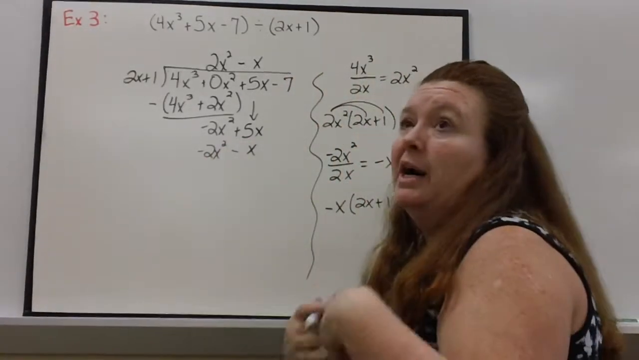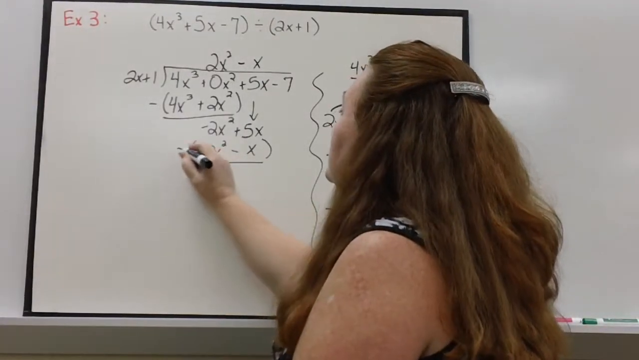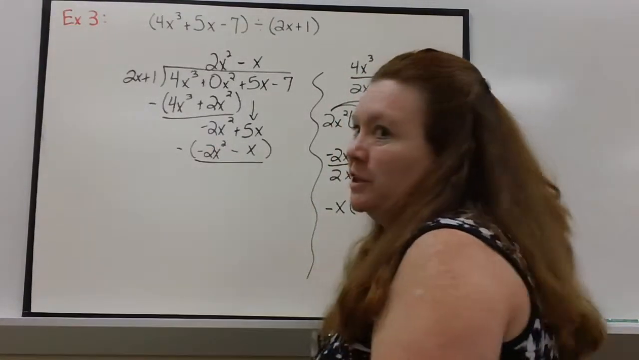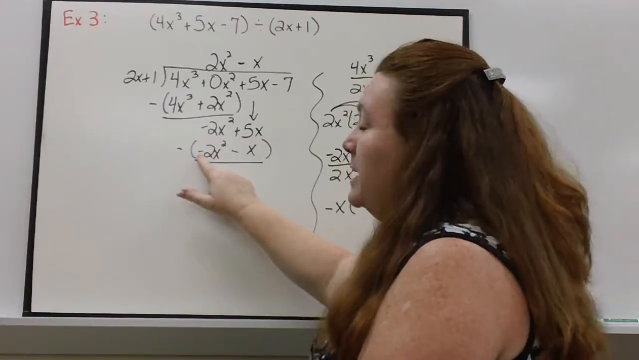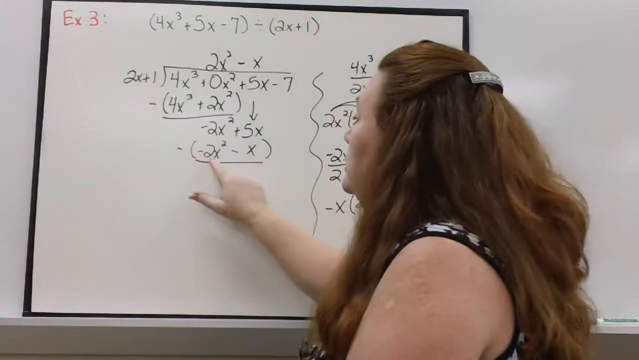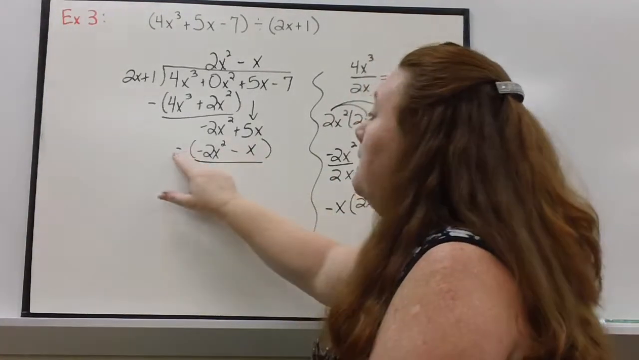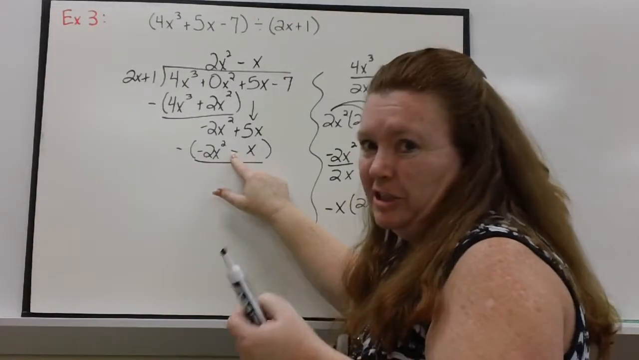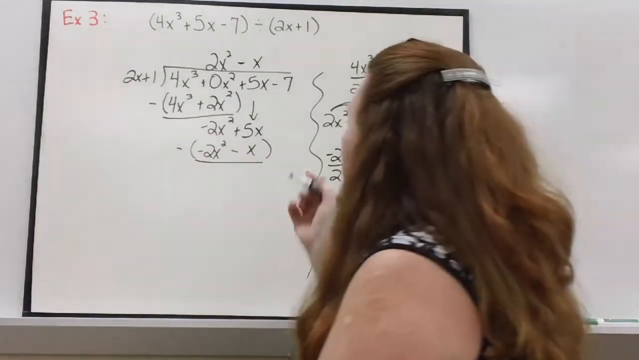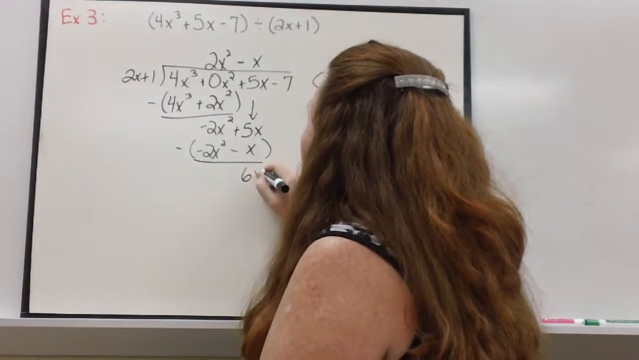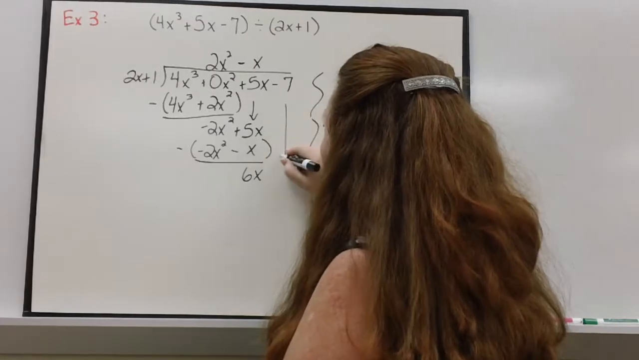Now what do I do? I subtract. So I'm going to subtract these two. Watch your negatives. Negative 2 minus a negative, which is plus 2, does give me 0. 5 minus a negative, which is plus 1. So 5 plus 1 is 6x. And bring down the negative 7.